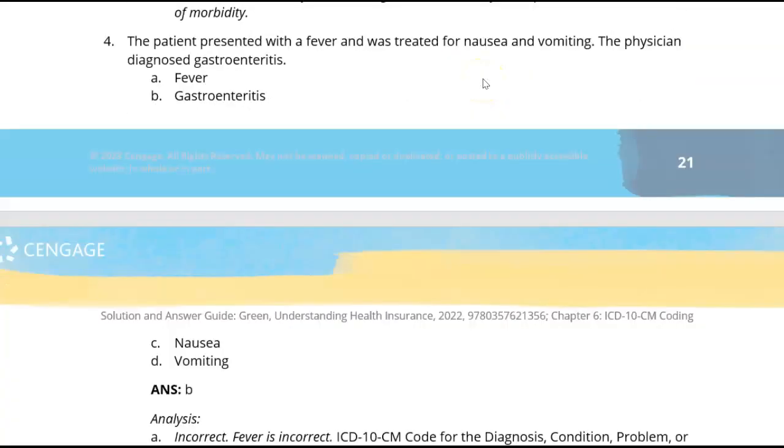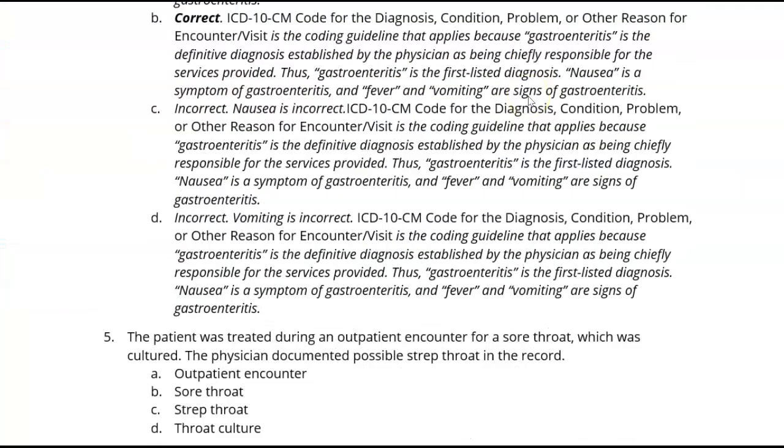Number 4, presented with a fever, treated for nausea and vomiting. The physician diagnosed them with gastroenteritis. So what is that diagnosis? Okay, so the fever, the nausea, and the vomiting are all integral to this gastroenteritis. So as a MA, you're only going to code the gastroenteritis because everything else is integral. It's a sign or symptom of that, so we do not code that.